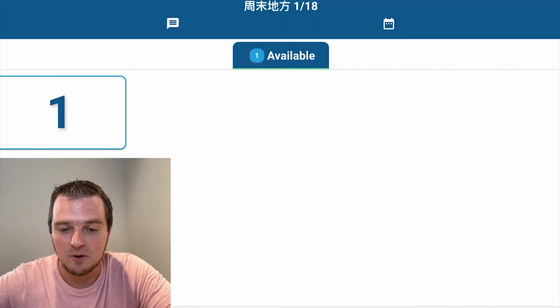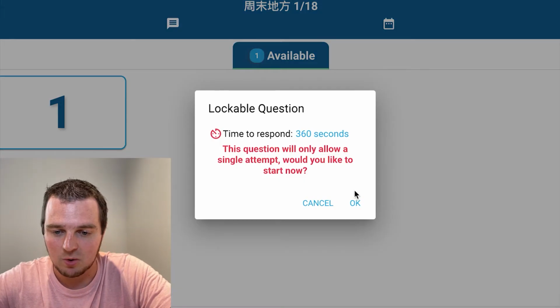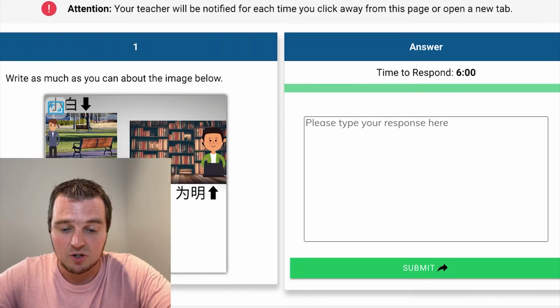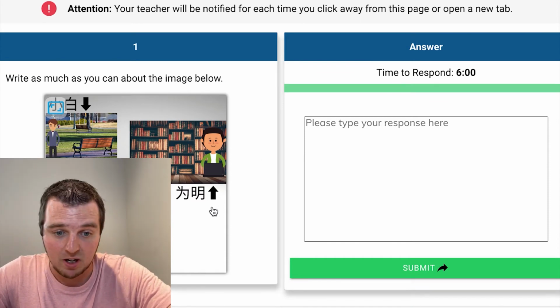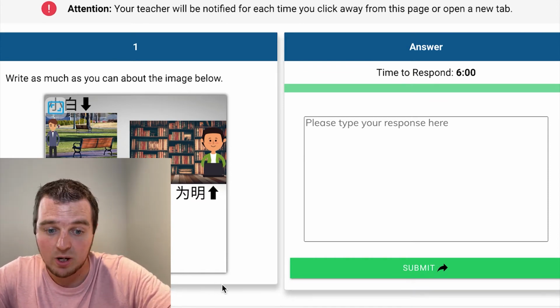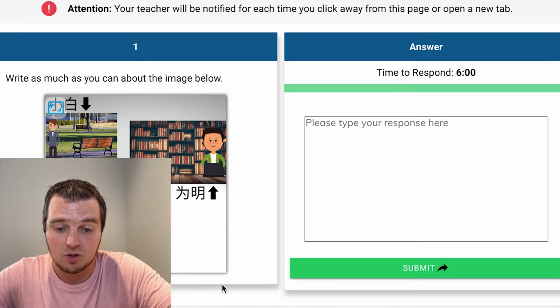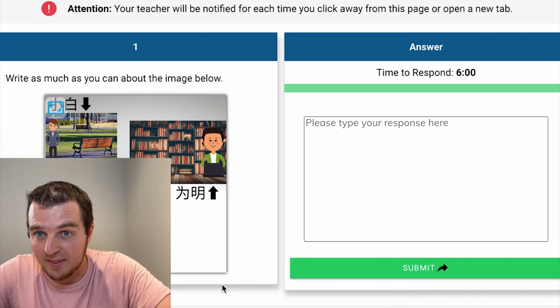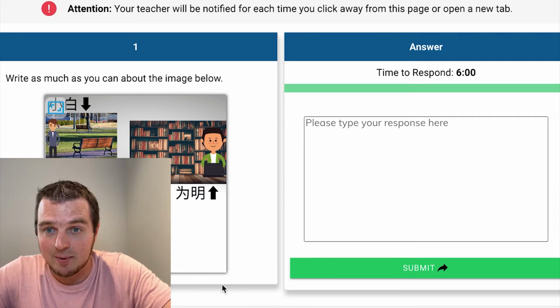And then the other example that I have here is a timed one that I do on Extempore. Give them a little time limit. And this is talking about our weekend where the student sees an image. You see some characters, you see some places. This is talking about the weekend. Can you talk about these people? Can you talk about the relationships that they have with one another? Can you talk about where they're going? Can you talk about when they go there? As much as you can about the image below, right?